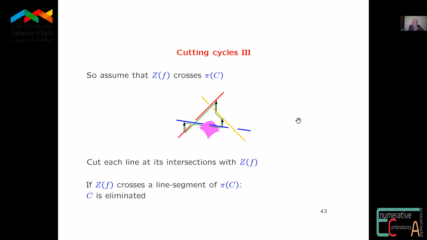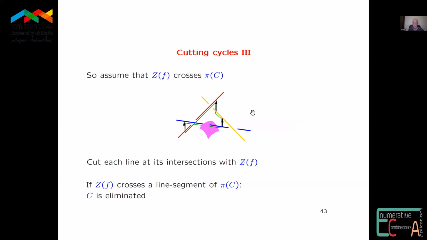But what happens if the zero set does cross the loop? Well, it can cross it on one of the lines, like shown here. But this is good because we'll cut each line at every point where it intersects the zero set. For a polynomial of degree d, a line intersects its zero set in at most d points, and so there will be at most n d cuts overall. And in this situation, one of the cuts will eliminate the cycle, which is good.